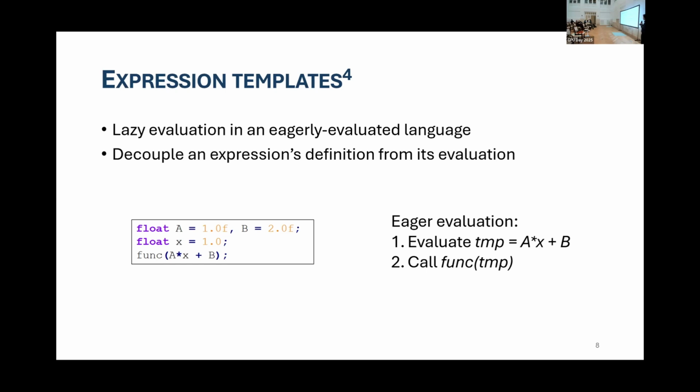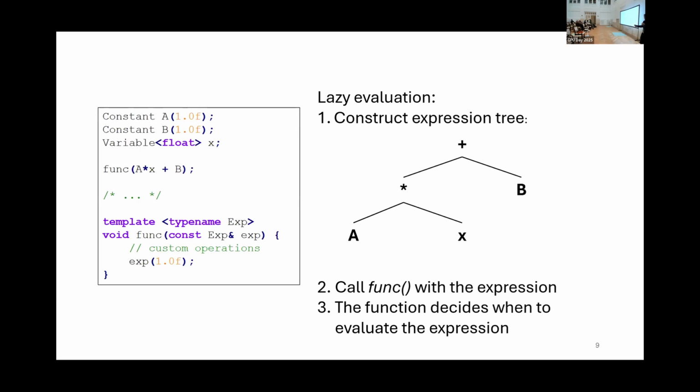Now, normal eager evaluation, like standard C++, is very simple. The compiler will basically generate code that evaluates at runtime the mathematical expression and calls the function on the result of that expression. In lazy evaluation, on the other hand, we have basically the same syntax, but under the hood, we build an expression tree, and we put the expression tree into the function without evaluating the result of said expression, meaning the function can decide whether or not to modify the expression and when to evaluate it.